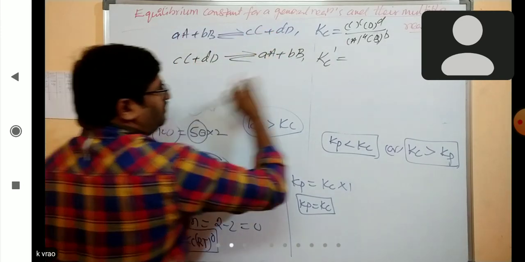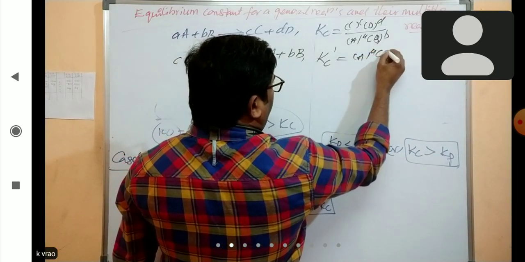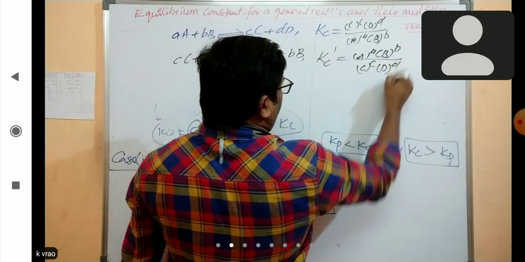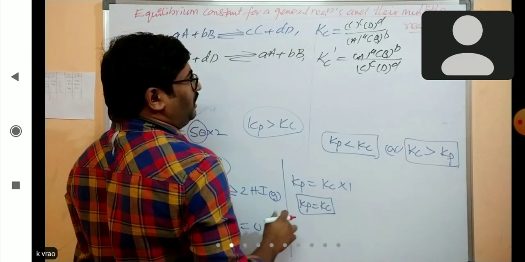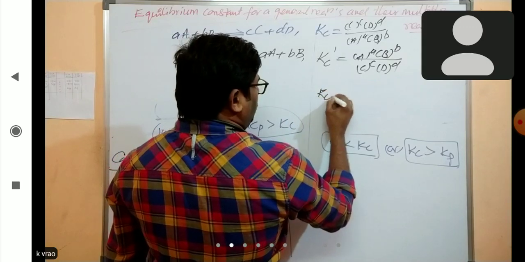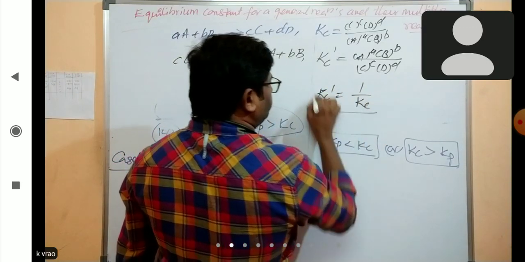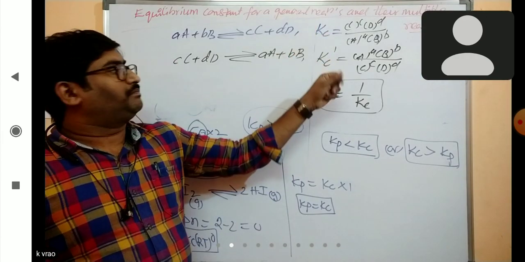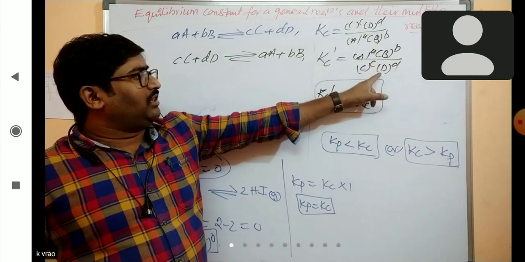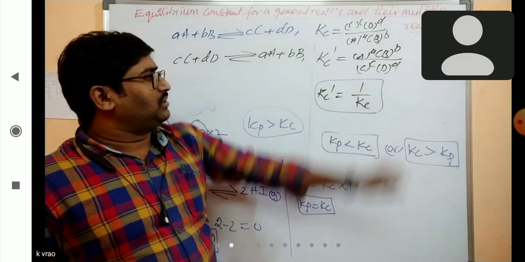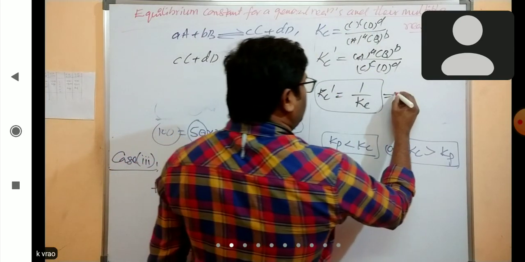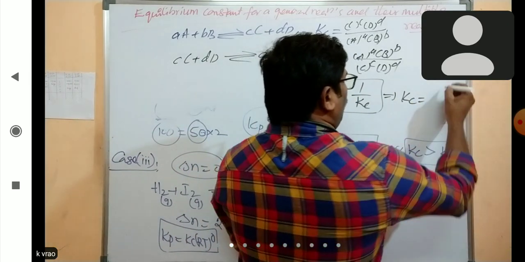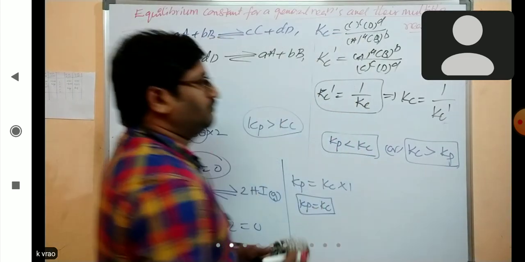So the Kc prime expression is [A] power a into [B] power b by [C] power c into [D] power d. Then what is the relation between Kc and Kc prime? Kc prime is equal to 1 by Kc, because both are reciprocals. If I reverse this, I will get this. So Kc prime is equal to 1 by Kc, which implies Kc is equal to 1 by Kc prime. This is the relation.